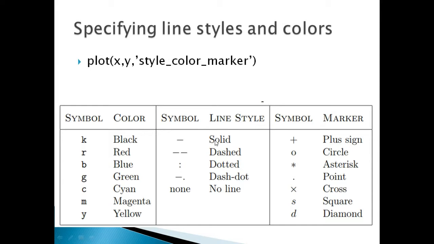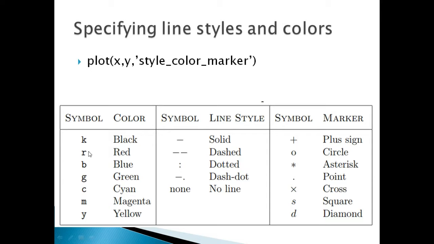Like that. For style, you have to use a solid dash. For dashed, you have to use a double hyphen. For dotted, you have to use a colon. For dash dot, you have to use a dash and dot. And if you want no line, you have to use none. And if you want to use a plus marker, you have to use the plus sign. A circle in your graph, you have to use a circle sign. And here is the color.